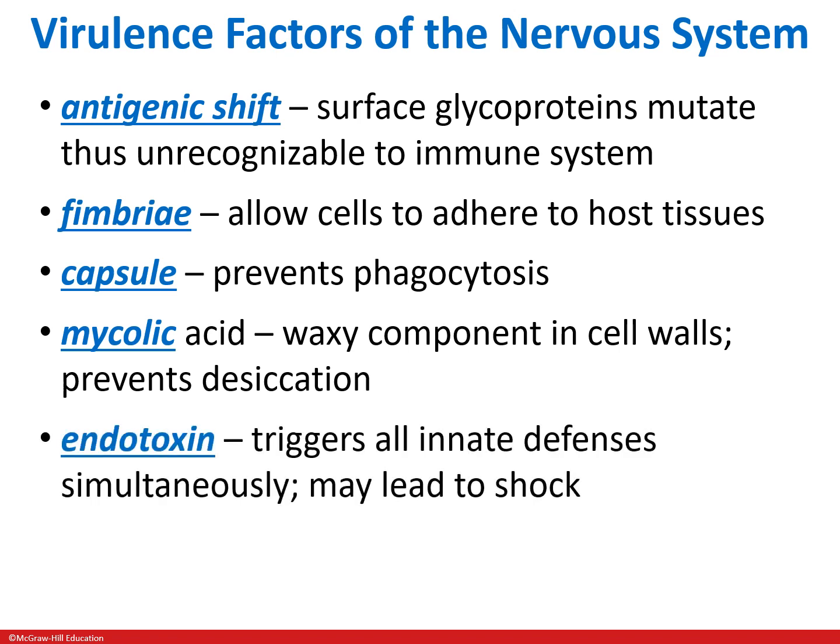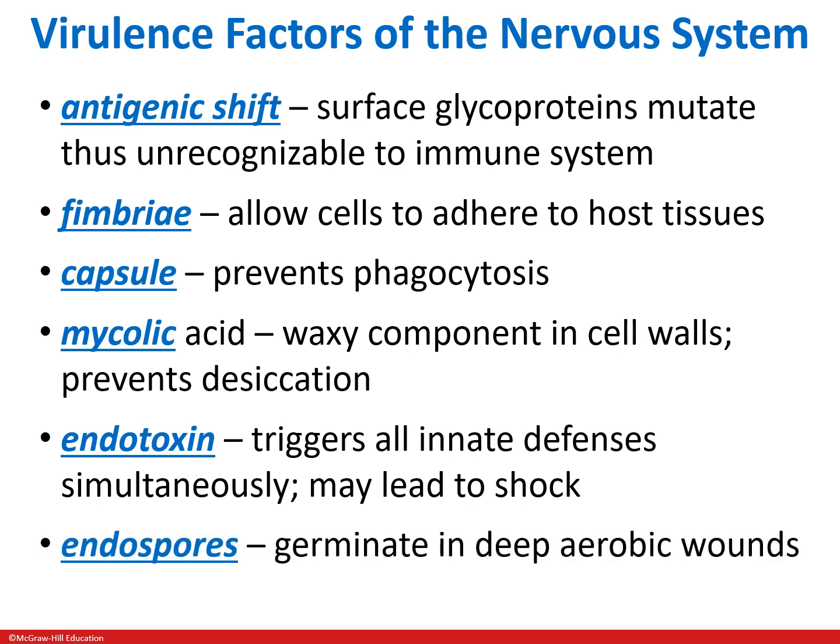Endotoxin, we're going to have several gram-negative bacteria, and we've talked about how endotoxin can trigger all of the innate defenses simultaneously and potentially lead to excessive fever and shock. And of course, endospores. Some of the bacterial diseases that we're going to talk about today require deep anaerobic wounds and an endospore getting into those wounds. So think botulism and tetanus.